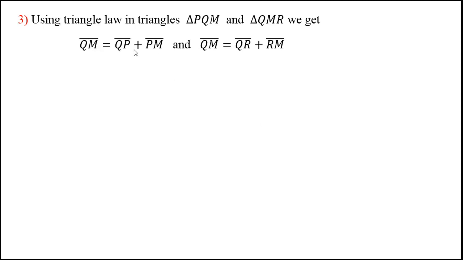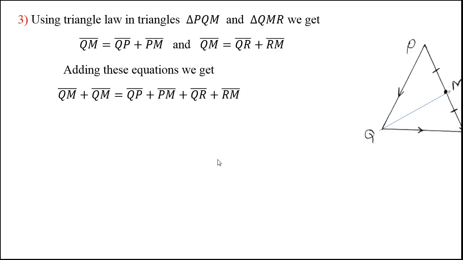QM is equal to QP plus PM. QM is equal to QR plus RM. QM is equal to QP plus PM, and same QM is equal to QR plus RM. Now PM and RM are opposite vectors. If we add them, 2 times QM is equal to QP plus QR plus PM plus RM, but this PM and RM, they are opposite vectors, they will get cancelled, they balance each other.